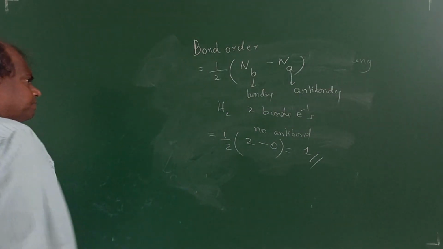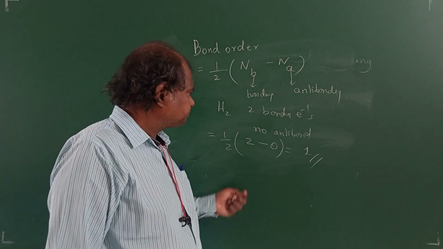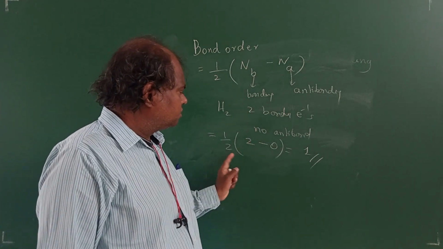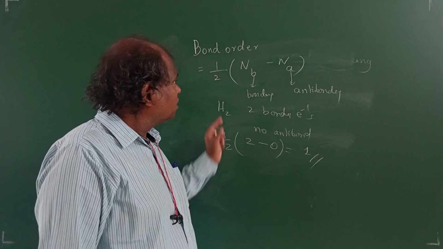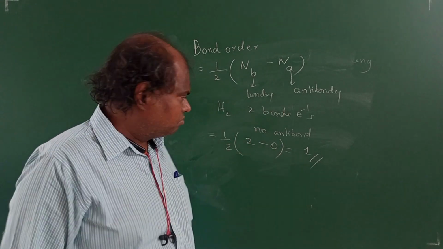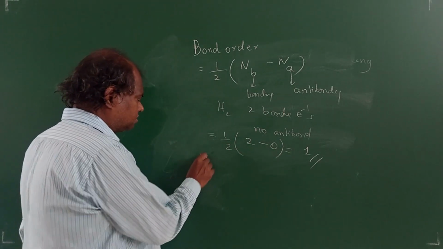Okay, students, we'll continue. So you've got two bonding and no anti-bonding, so you will get 1. Now, what is the meaning of bond order 1? Bond order 1 means there's only one bond.